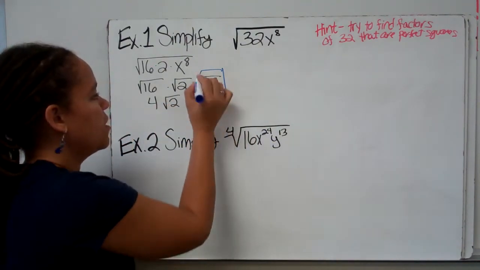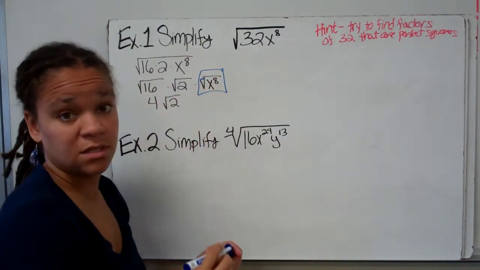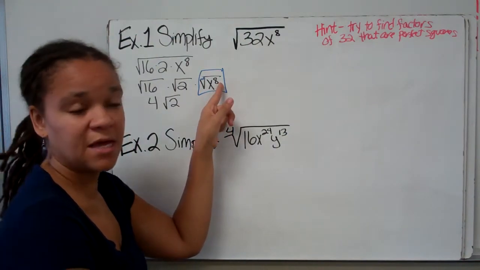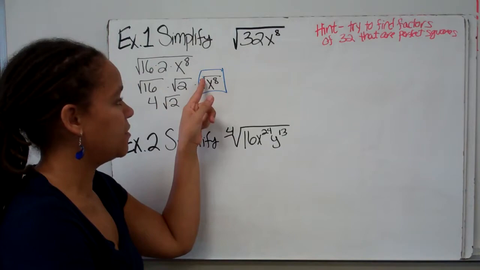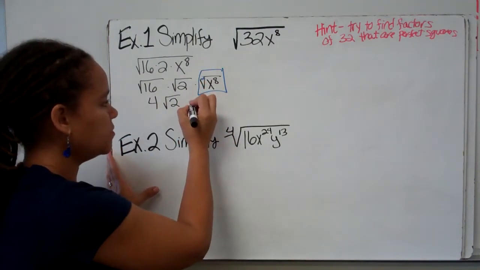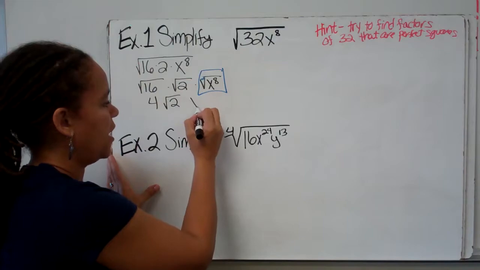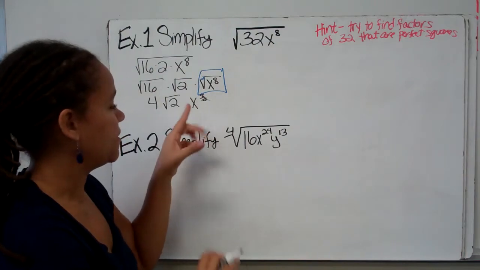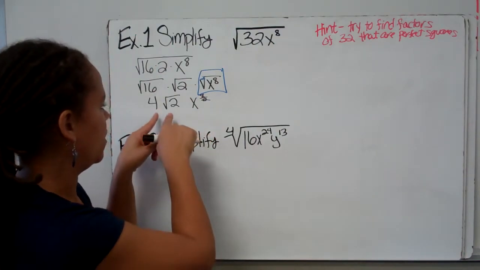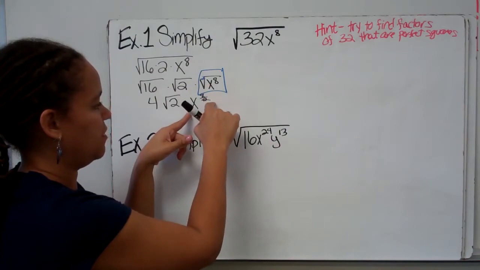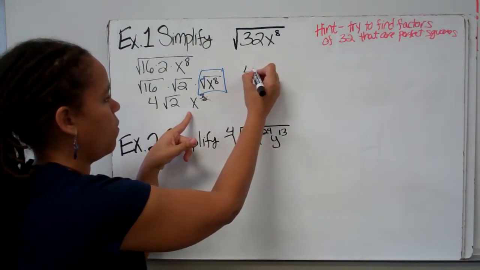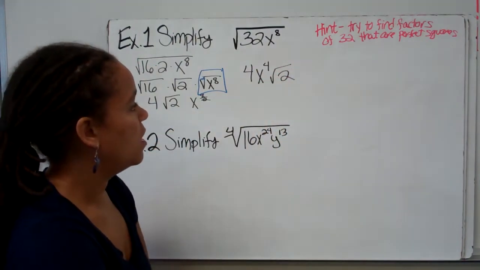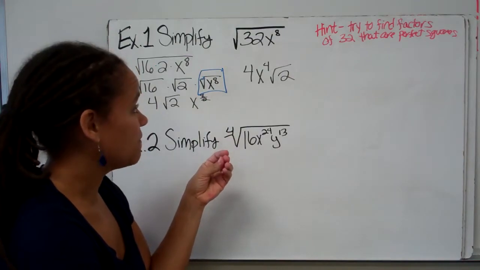But what I can do is a little trick. Remember I told you that the index is 2. So the trick is you can take the exponent and divide it by the 2. I know it sounds crazy, but this turns into x to the 8 over 2. We will look at this property a little bit later, but this is what you actually do to make it work. So that's going to be, of course, x to the 4th power, so 4x to the 4th radical 2. So that's how we simplify them.